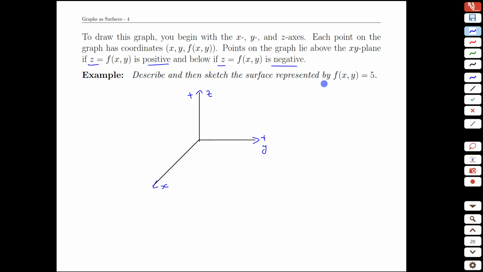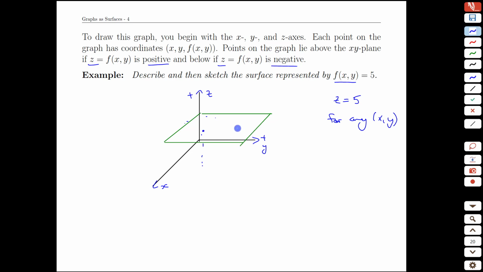Now, let's try a simple example. What if we had our function of x and y equals simply the number 5? Well, the way to interpret that is z equals 5 for any xy value. So we go out to some x, we go to some y, we go up, and we find the height is 5. And we do the same thing somewhere else. If we keep doing that over and over again, what we're going to end up with is a plane.